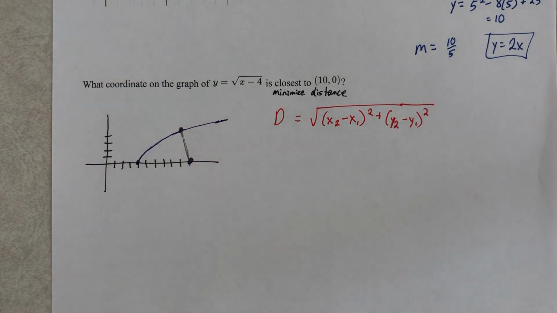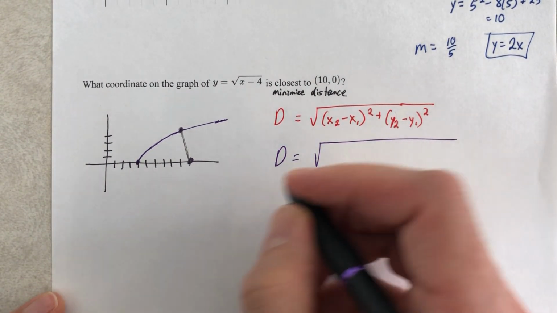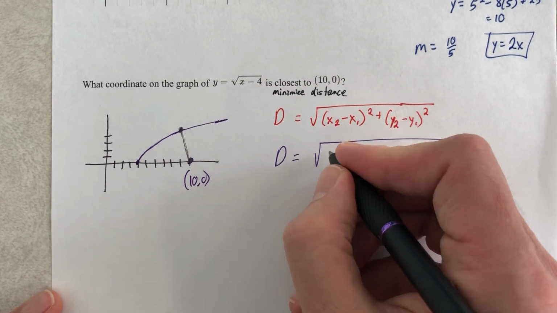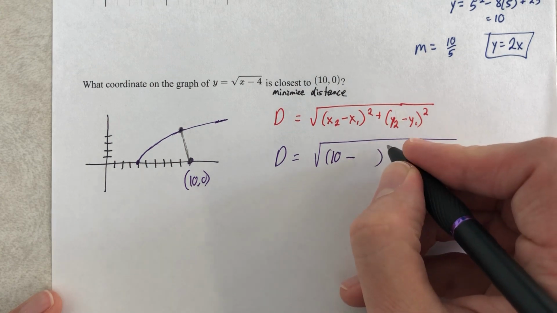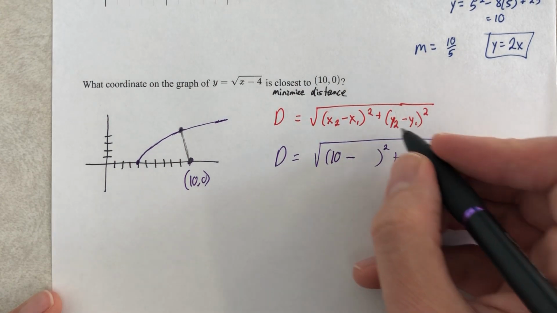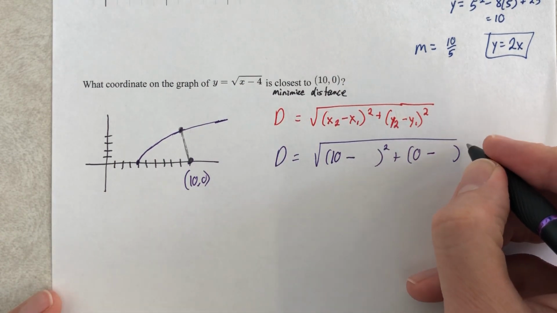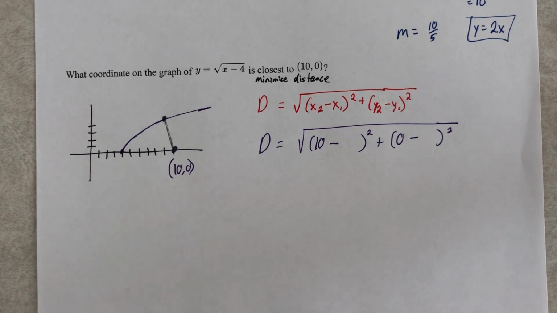And I spend the next 5 minutes wasting your time going back and forth. Distance equals square root. That's 10, 0. So that will be 10 minus, what's that point? I don't know. Who knows? Just leave it blank. And then y2, which is 0. And what's that point? I don't know. Let's leave it blank. Okay, I don't know what it is. And that's the question. But here's what I do know.